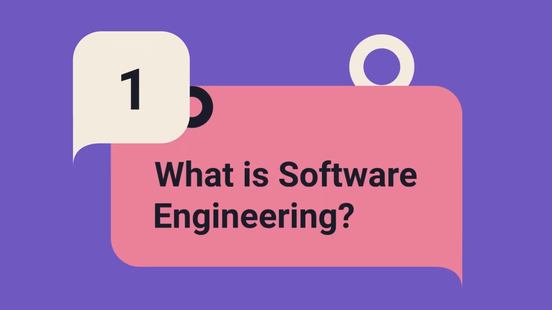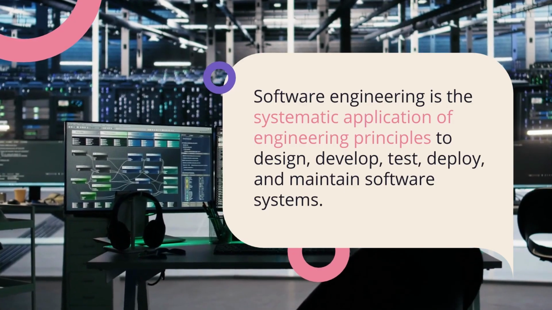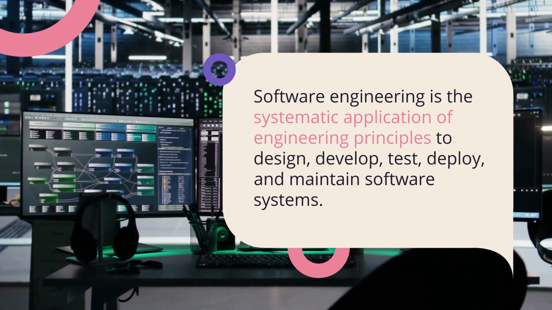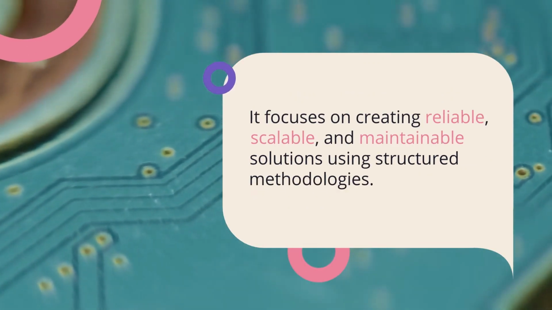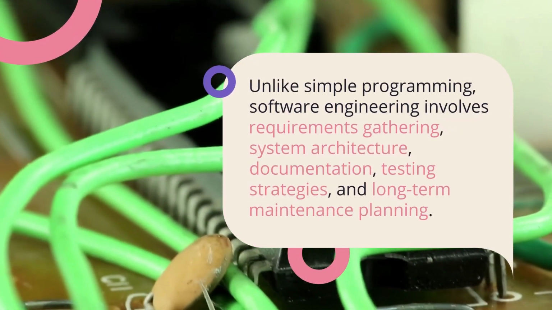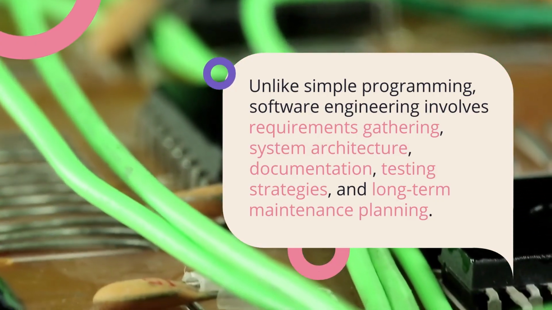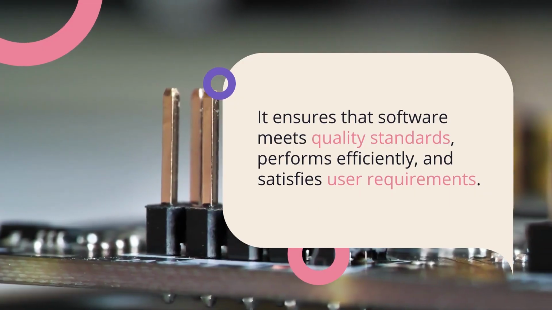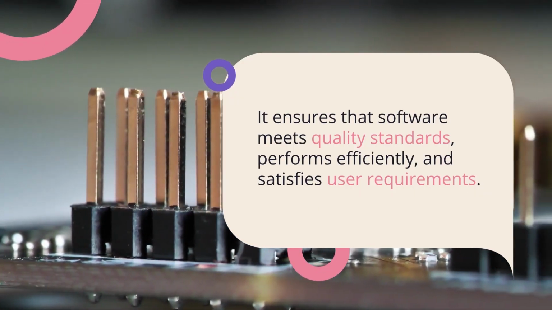1. What is software engineering? Software engineering is the systematic application of engineering principles to design, develop, test, deploy, and maintain software systems. It focuses on creating reliable, scalable, and maintainable solutions using structured methodologies. Unlike simple programming, software engineering involves requirements gathering, system architecture, documentation, testing strategies, and long-term maintenance planning. It ensures that software meets quality standards, performs efficiently, and satisfies user requirements.